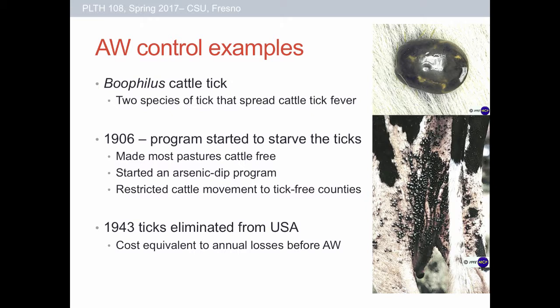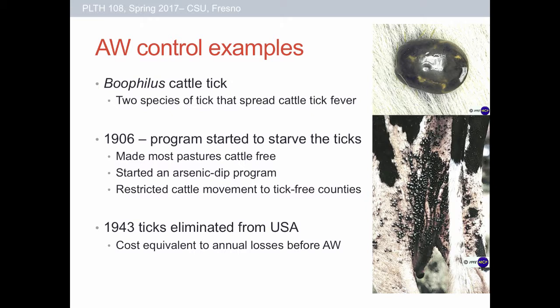And then on top of that, they also started an arsenic dipping program where you dip all the cattle to kill off the ticks that were on them. And they had all these tick-free zones where you couldn't move cattle through various quarantines. And ultimately, within less than 30 years, by 1943, they had managed to completely eliminate this thing.